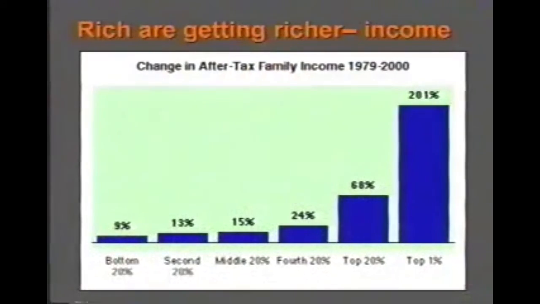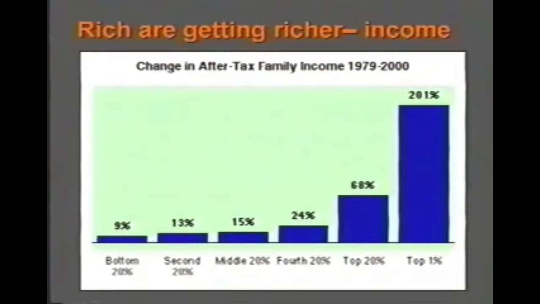Even in terms of income, the rich are getting richer. If you look at this next slide and any of the others that I may have in your packet, we find that in the change in after-tax family income between 1979 and 2000, the bottom 20% only saw an increase of 9% in their income, whereas the top 1% saw an increase in income of over 200%. So the rich are getting richer in terms of income as well.